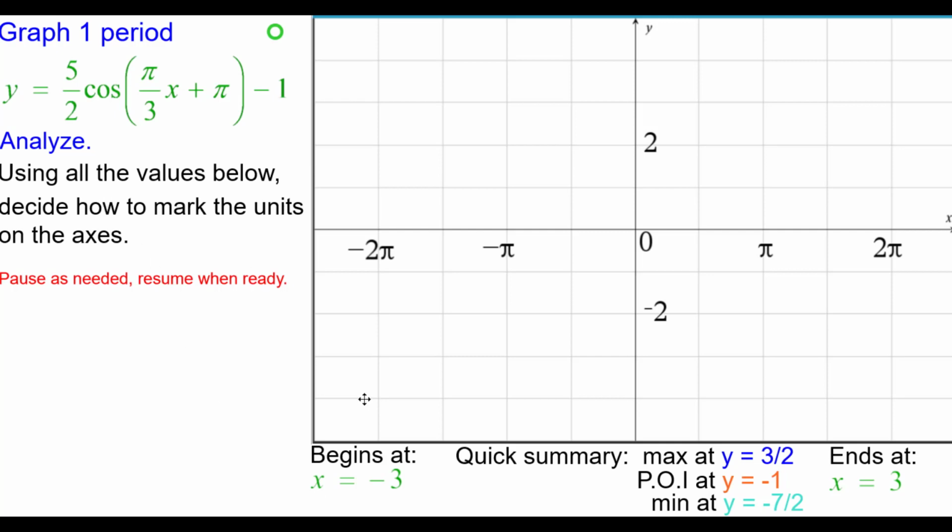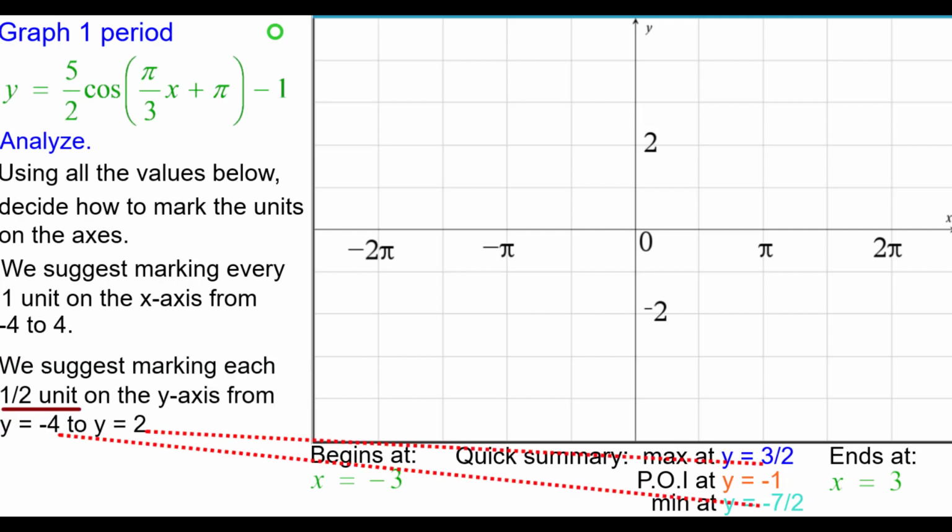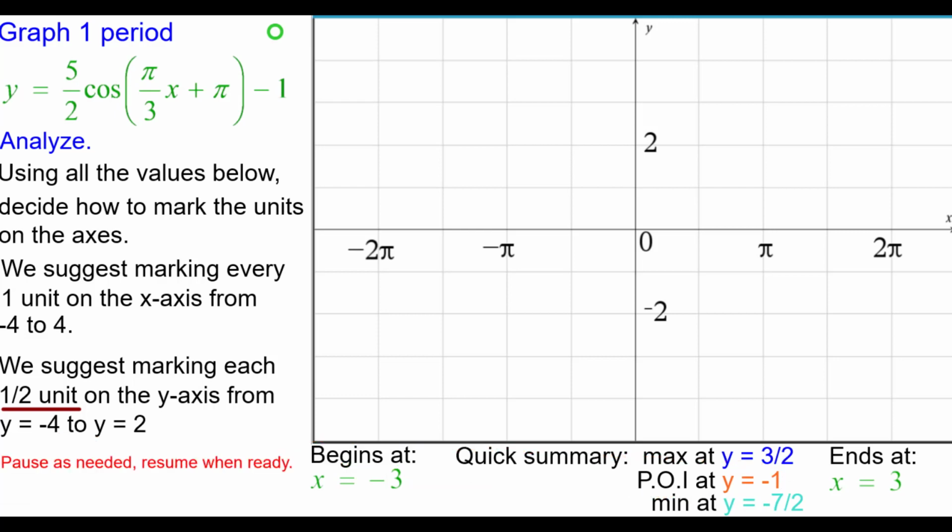So we're going to use all these values below to decide how to mark the units on the axes. We're going to suggest marking every 1 unit on the x-axis from -4 to +4, just to give ourselves some room on each end of the period. And we could mark off either 1 unit or half unit on the y-axis. And we're going to say go from y equals -4 to y equals +2. Pause to create those pairs of axes, and then resume when you're ready to check.